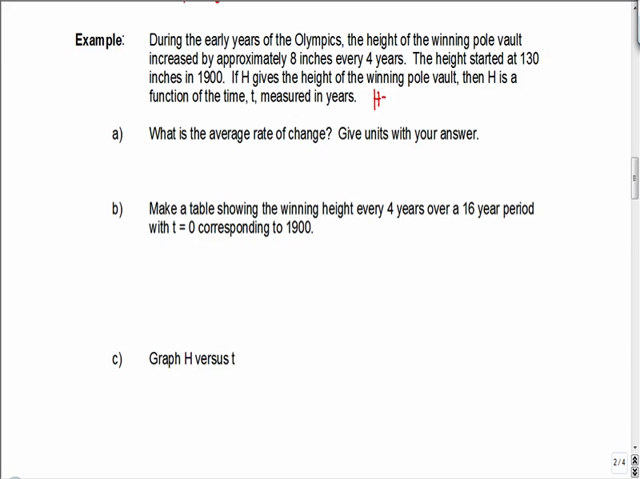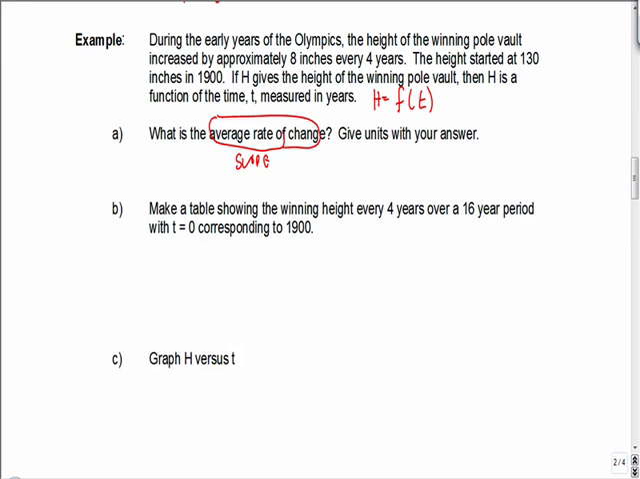Now what I know is h is a function of t. So my inputs are years and my outputs are heights. Part A. What is the average rate of change? And again, remember average rate of change is interchangeable with the word slope. You might be able just to look at this and figure it out right away, or it might be more helpful for some of you if you make a table.